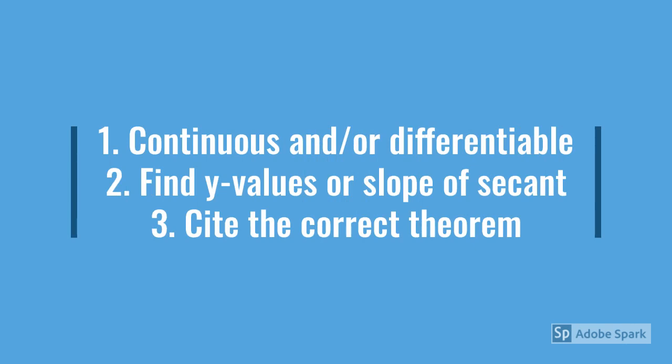So a good answer to an existence theorem question, one about either IVT or MVT, is going to have 3 parts to the answer. First, you're going to say that for IVT the function is continuous, or for MVT it's continuous and differentiable. Then you're going to cite either the y values that are higher and lower than the one that you're looking for in IVT, or find the slope of the secant that you're dealing with in MVT. And then at the end, you're going to need to cite the correct theorem.